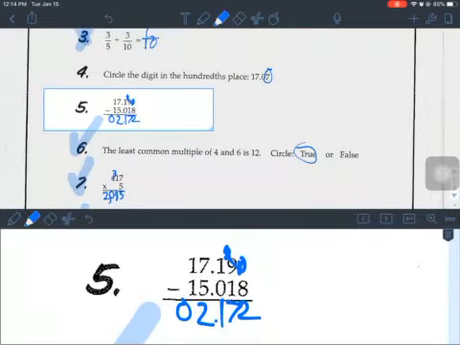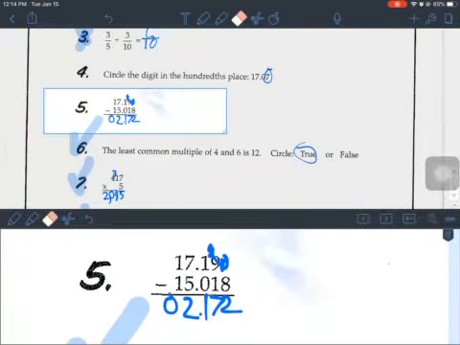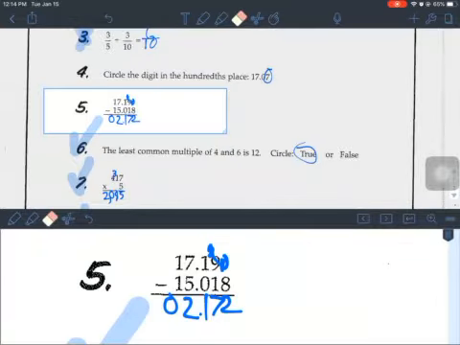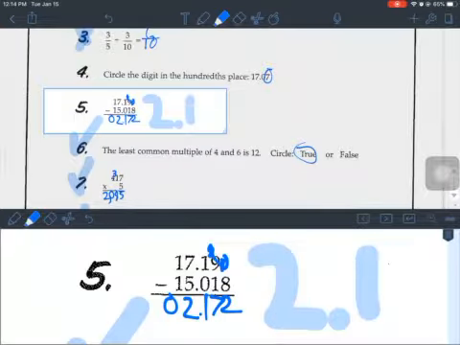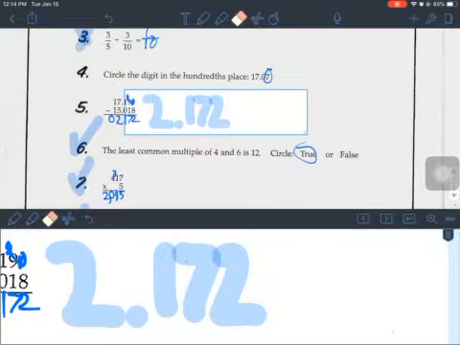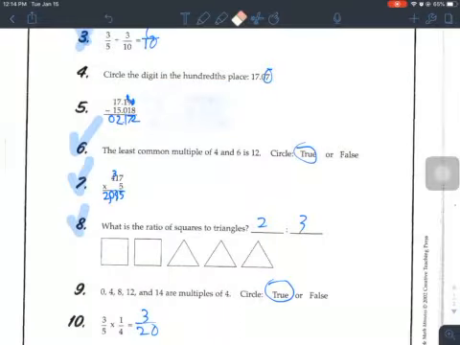The 0 turns into a 9. Okay, 10 minus 8, 2. 8 minus 1, 7. 1 minus 0, 1. 7 minus 5, 2. 1 minus 1, 0. Read that number for me, Lanasia. 2 and 172 what? We have tenths, hundredths, then thousandths. So 2 and 172 thousandths would be the answer.